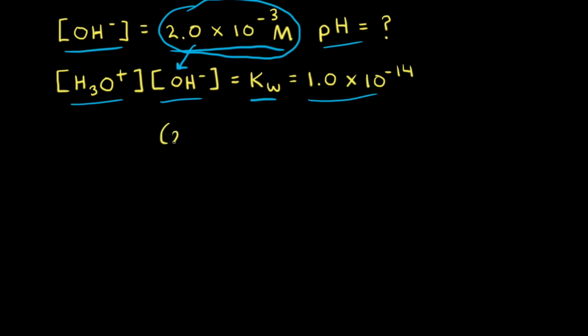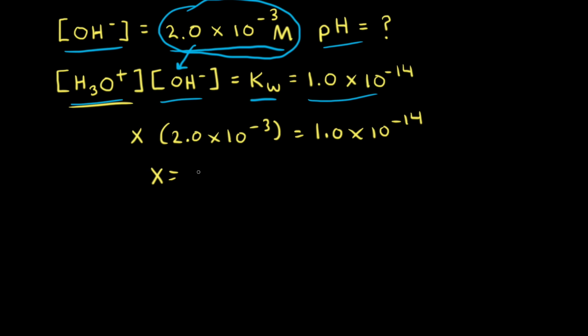So that's 2.0 times 10 to the negative 3rd. And we don't know what the concentration of hydronium ions is, so we'll make that x. And so we're going to solve for x. And this is equal to 1 times 10 to the negative 14th. Solving for x is equal to 5.0 times 10 to the negative 12. And this is equal to the concentration of hydronium ions. So the concentration of hydronium ions is equal to 5.0 times 10 to the negative 12 molar.